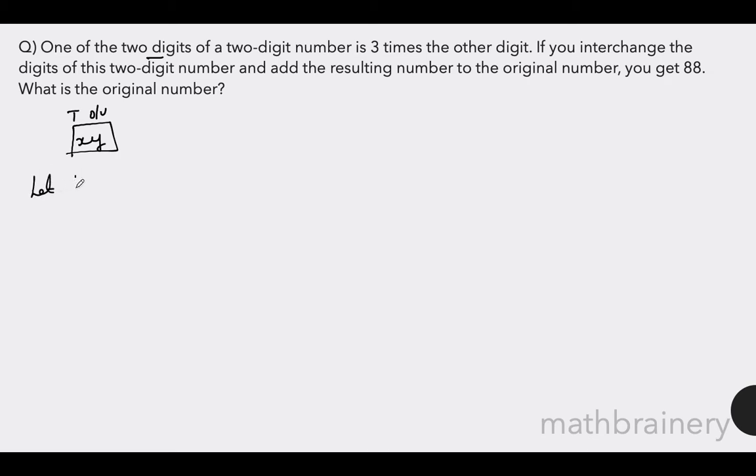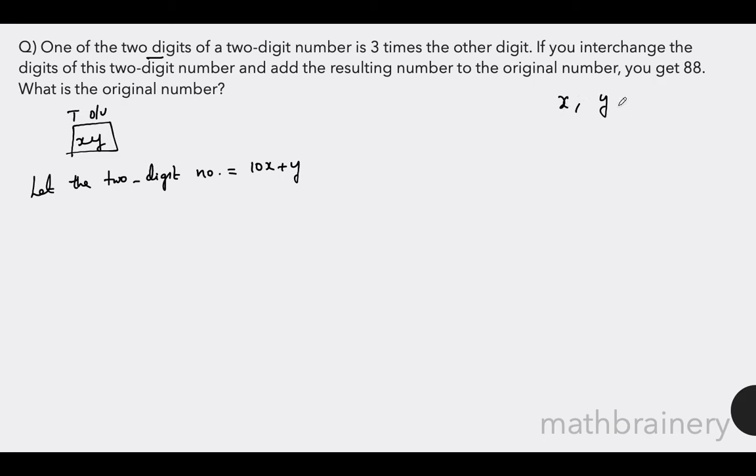Okay, so let the two-digit number be 10x plus y. Okay. Now what is the first condition? One of the two digits is 3 times the other digit. You have the two digits as x and y. Okay. What is given? One of the digits is 3 times the other digit.